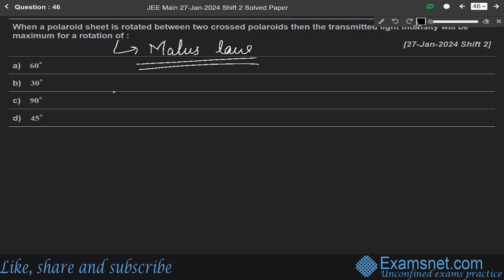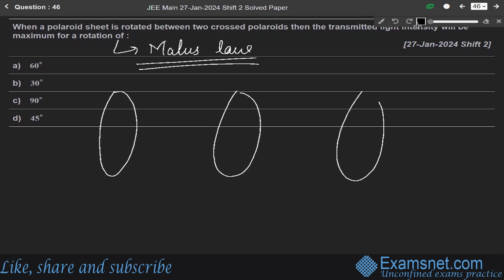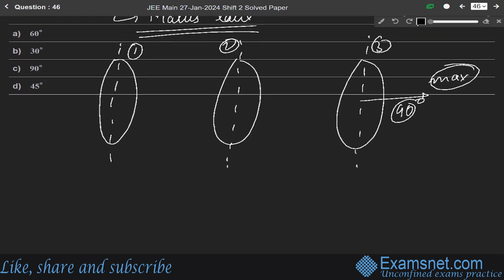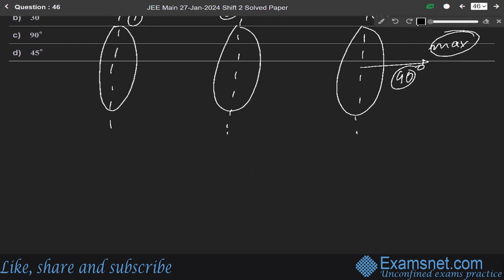According to this there are three Polaroids, okay? 1, 2, and 3. We are given three Polaroids, and the light intensity coming from the third Polaroid is maximum, which means the third Polaroid will be at 90 degrees to the first Polaroid. So we know the formula of the intensity coming out from the Polaroid from Malus law: I equals I naught cos square theta.